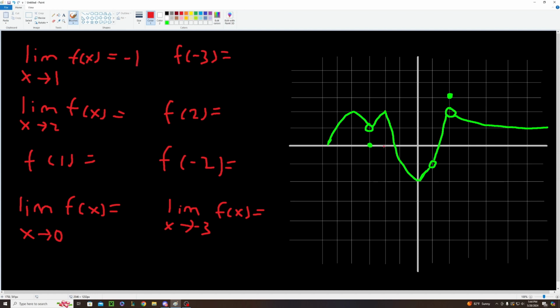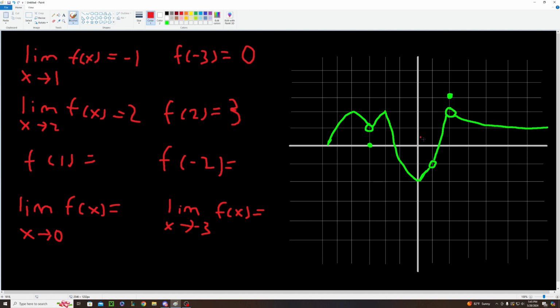F of -3: we go to x is -3, and we see that even though the graph approaches another value, it's the actual point. So f of -3 is 0. Let's write that down. Next, the limit of f of x as x approaches 2. We see that the graph is approaching the value of 2 at the x value of 2. Even though there's a point at y equals 3, the graph is approaching 2. Now f of 2, we talked about this, is the actual value. So f of 2 is 3, which is different from the limit in this case.